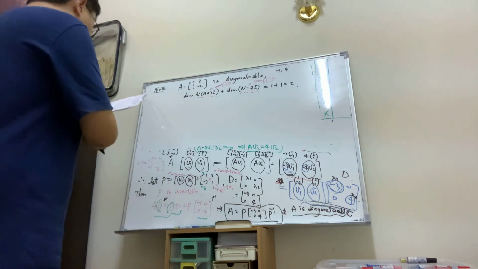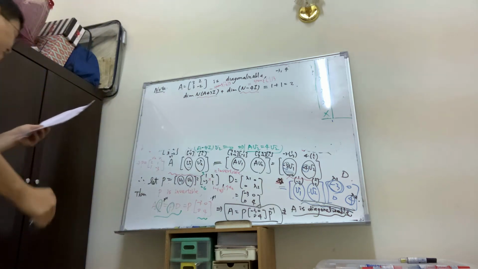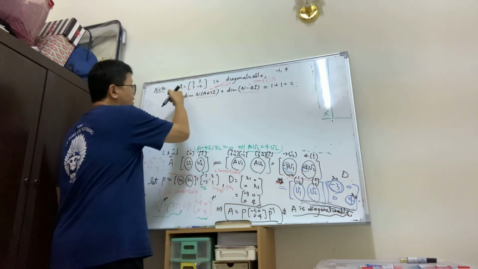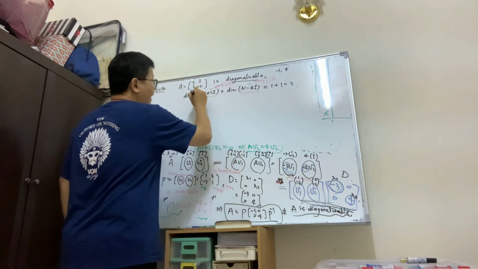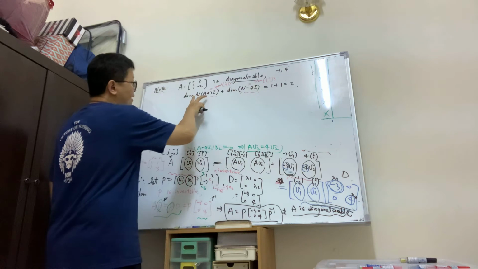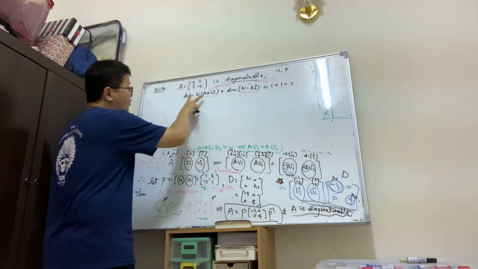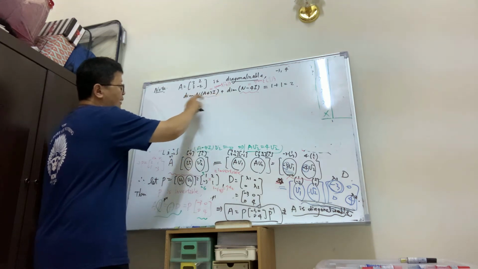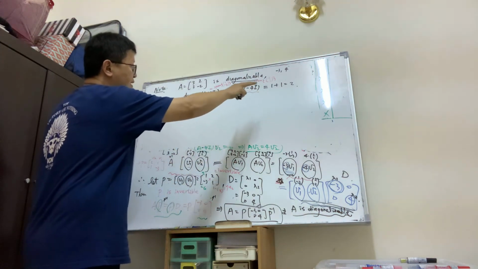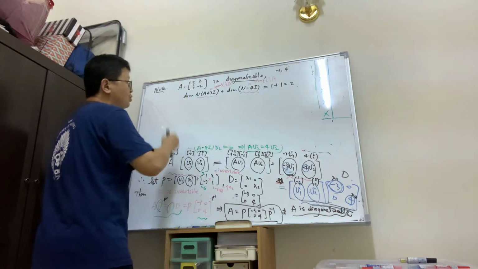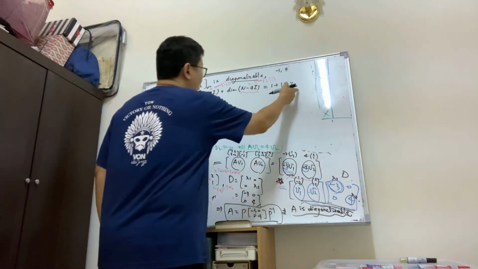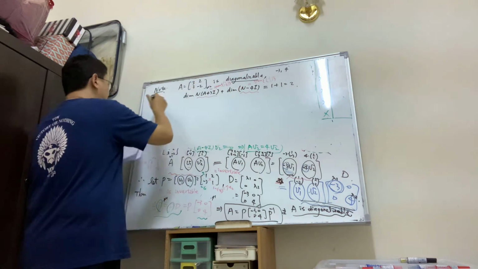And in this case, indeed, A is diagonalizable, and it has this property: the sum of the dimensions of their null spaces is equal to 2, and it's a 2 by 2 matrix. So it's diagonalizable.